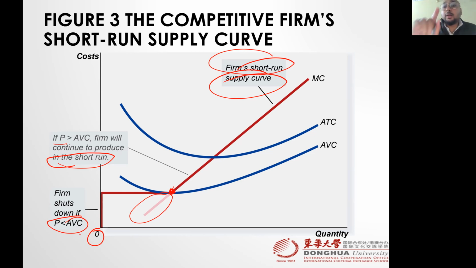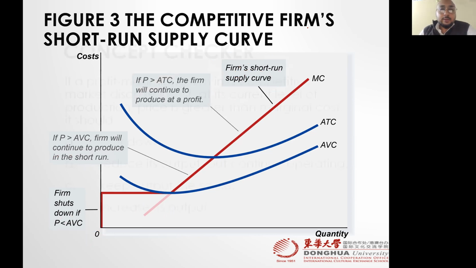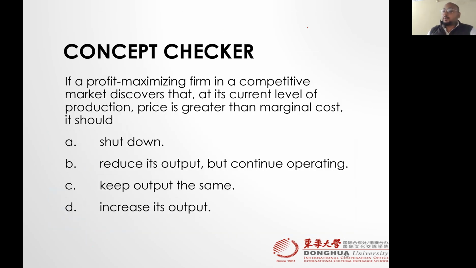So since this is one competitive firm, what about the market? The market is the sum of all the companies' production. All right? Like the demand and supply curve we talked about in our chapter 4. Okay, now if you understand the concept, please answer this concept checker. Those who are watching online, please pause the video and guess the answer.